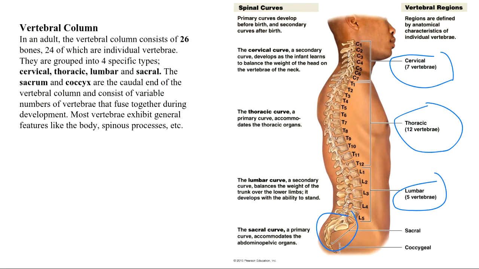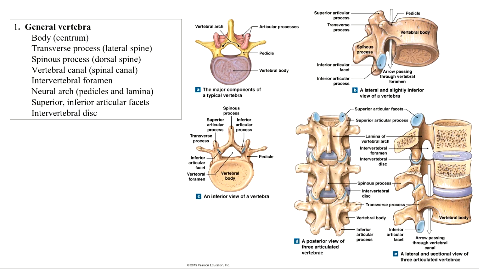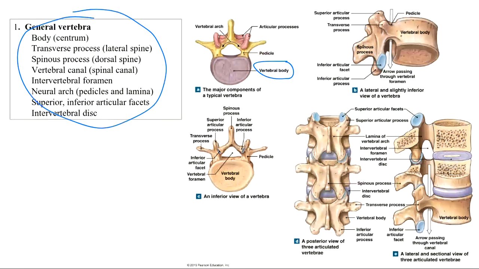And so you want to identify a lot of features that we find pretty much on all the vertebrae. So we just call this a general vertebra. Things like vertebral body, which is the main mass of the vertebrae, or the spinous process, or the transverse process. Vertebral canal, pedicles and lamina, which create the neural arch, things like that. You should be able to see on all of these pictures that I've included here, that again, can typically be found on all the vertebrae, whether it's cervical, thoracic, or lumbar.